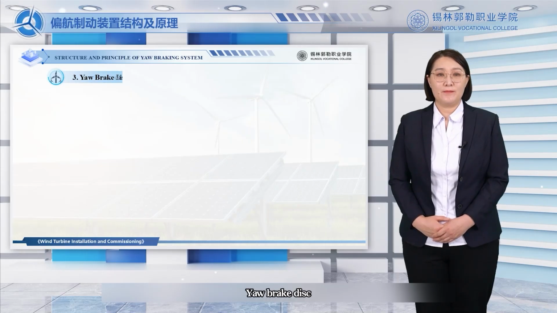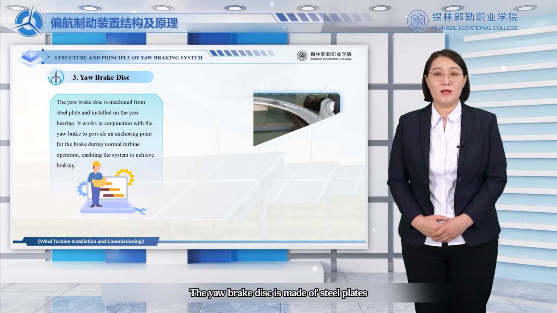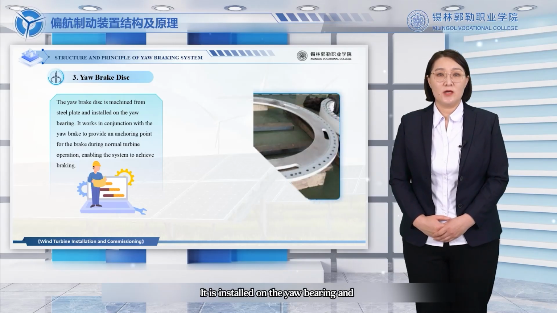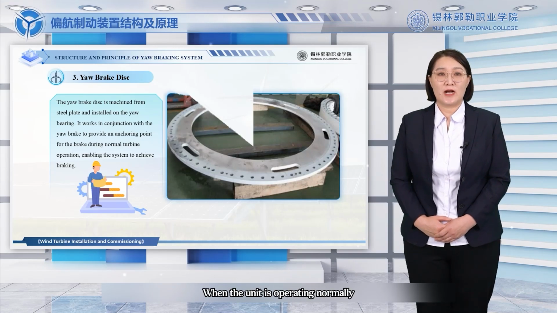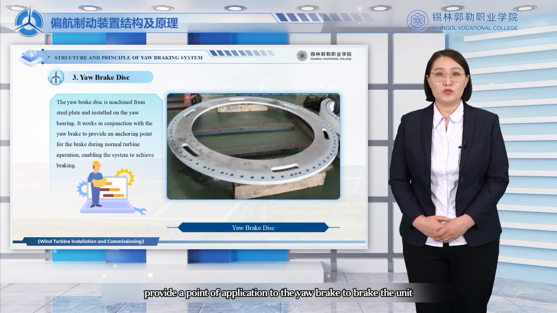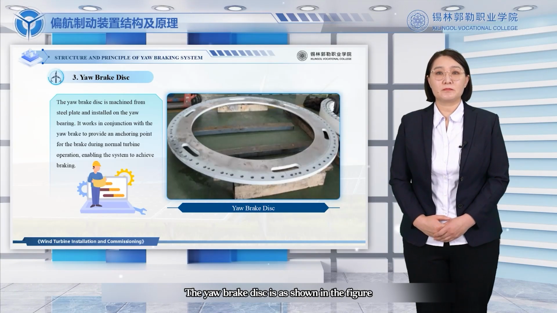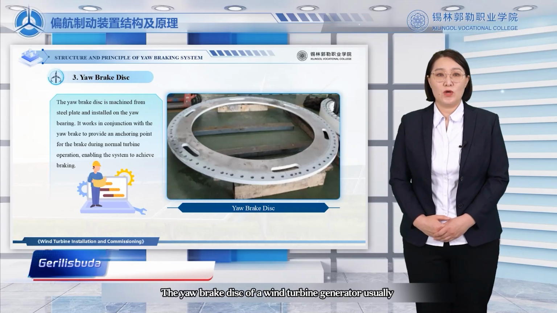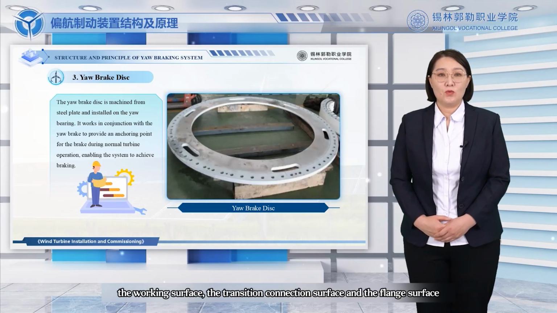Yaw brake disc. The yaw brake disc is made of steel plates. It is installed on the yaw bearing and used in conjunction with the yaw brake. When the unit is operating normally, it provides a point of application to the yaw brake to brake the unit. The yaw brake disc is as shown in the figure. The yaw brake disc of a wind turbine generator usually consists of 3 parts: the working surface, the transition connection surface, and the flange surface.